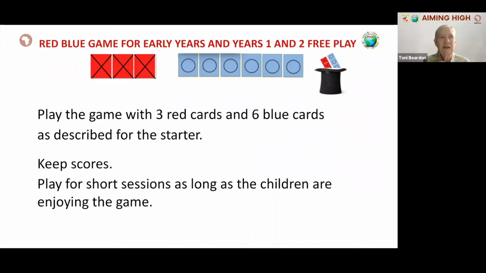You can play with any objects you like. We're doing it with cards. That's quite convenient. But if you're playing with very small children, they might play with 3 toys of one sort and 6 toys of another sort. Whatever is around that they're interested in, it doesn't have to be cards. It can be anything really. That is where it's very clear that you've got 2 types of object that go in the hat. Well, it might be difficult to put big toys in the hat, but you might have a fairly big box and some little toys.